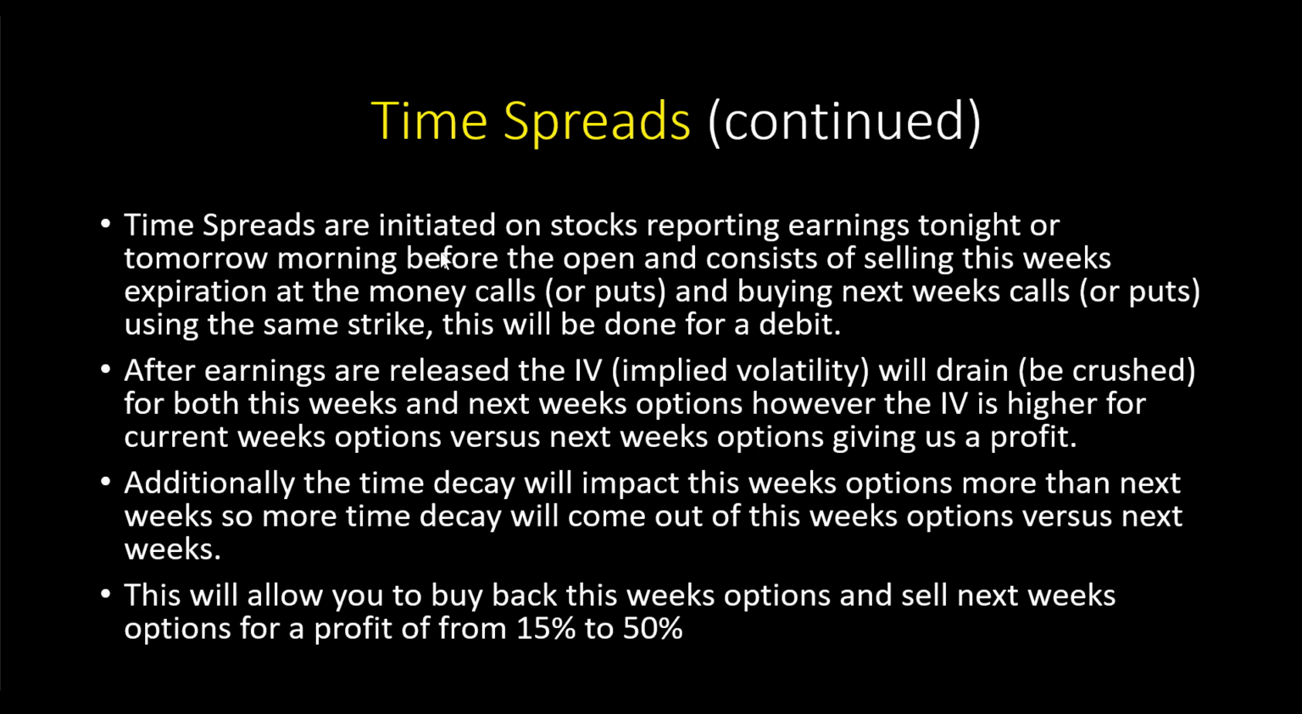Now, the time spreads are initiated on stocks that report earnings tonight or tomorrow morning before the open. This is how we do it. We sell this week's expiration at-the-money calls or puts. If the stock is trading at 100, we're going to be selling this week's $100 calls, and we're going to be buying next week's $100 calls. You're selling this week's calls, buying next week's calls, using the same strike. And this will be done for a debit.